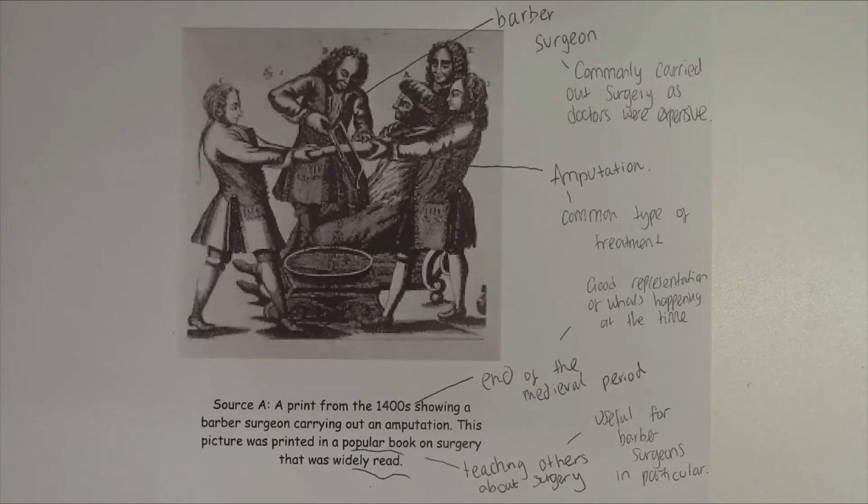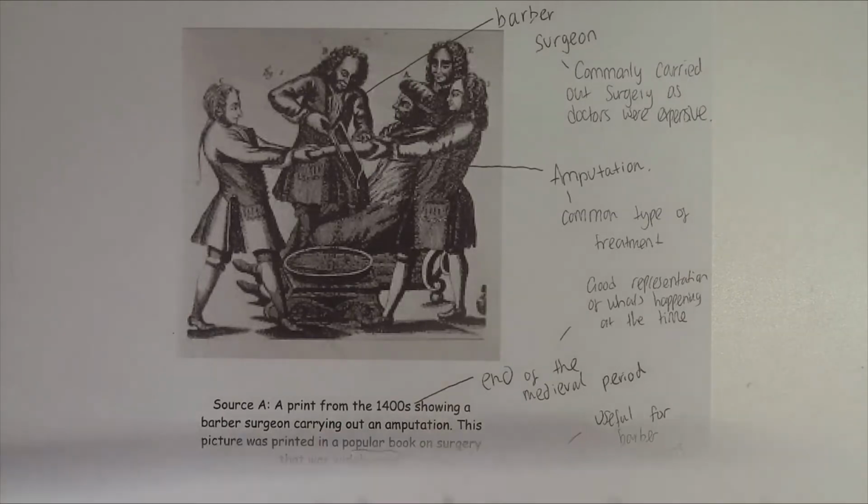Now that we've analysed the source, we need to start thinking about constructing our answer. Now the source question is out of 8 marks, so we need to write 2 PEEL paragraphs. Paragraph 1 is going to be looking at the content of the source. What can you actually see in the picture? Paragraph 2 is going to be about the provenance of the source, where it's from, the origin, and its purpose.